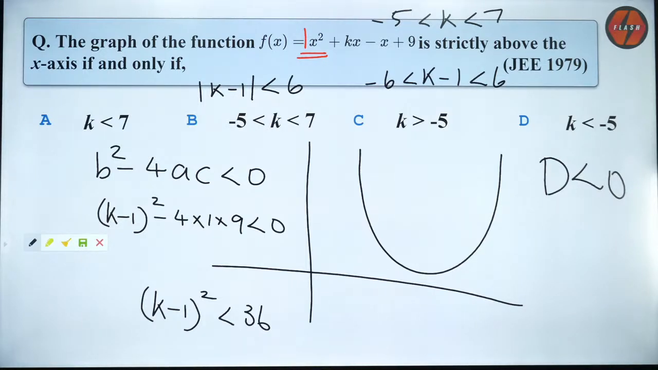If coefficient is negative, how can it be above the x-axis, VSG? If the coefficient is negative, then how can it always be above the x-axis? What you're saying is for below the x-axis, okay? I hope you got that.